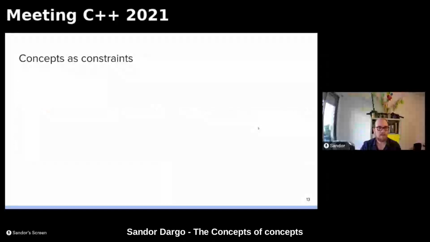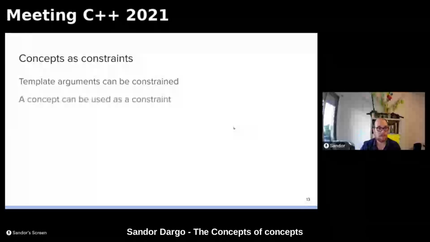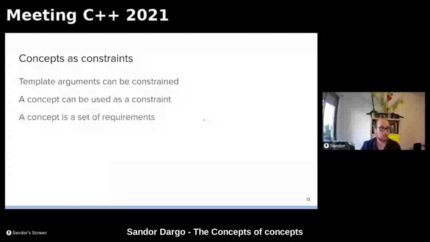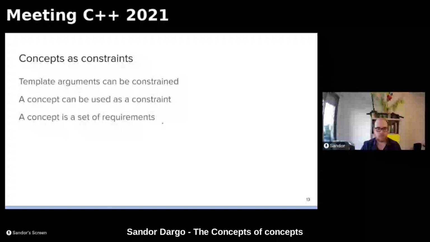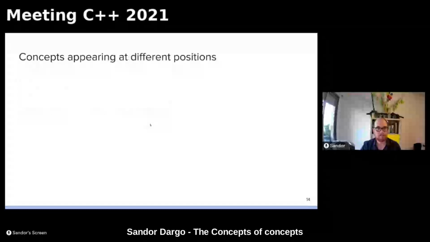So concepts you can use to constrain your template arguments. You can constrain what kind of types you want to accept. And therefore, you might say that a concept can be used as a constraint. And we'll see that basically a concept is a set of requirements on the public interface of the accepted types.